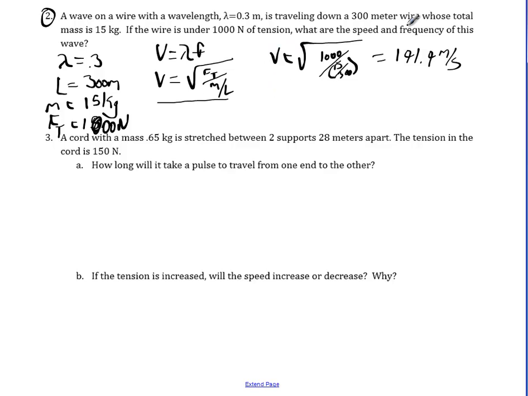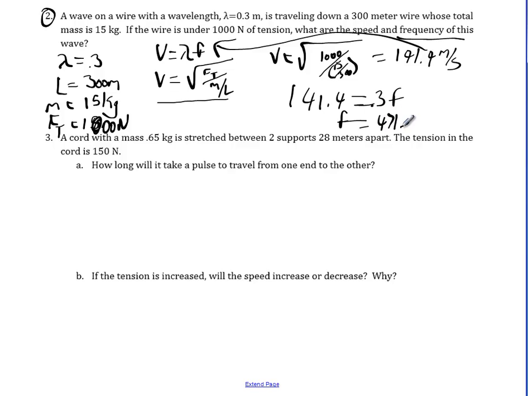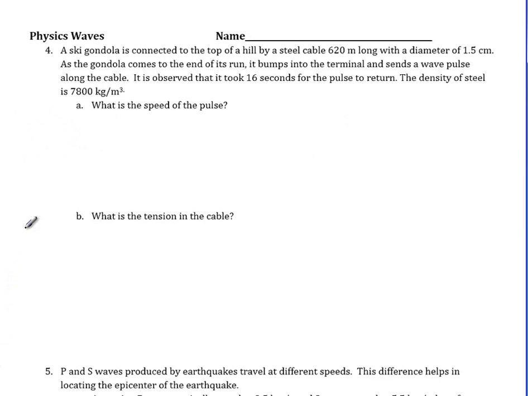Now the last part on this is frequency. Well, now I can sub that back into this equation, and I can say 141.4 meters per second is equal to 0.3 times f. Divide both sides by 0.3, and we get a frequency of about 471 hertz. So this one is just a matter of using both equations to help you find velocity. Number 3 is similar. Number 4 is a little bit more challenging.